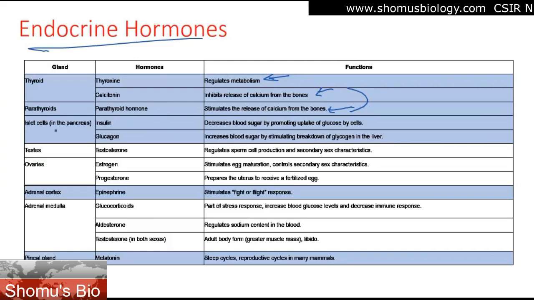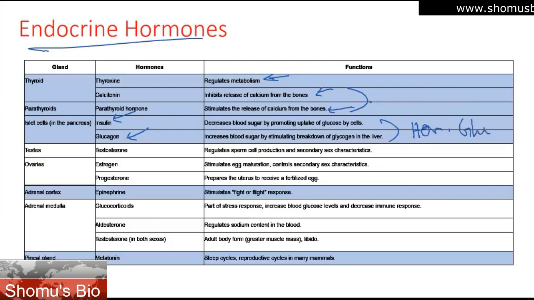Islets of Langerhans in the pancreas. Beta cells secrete insulin, alpha cells secrete glucagon. Insulin decreases blood sugar by causing the cells to take up glucose. Glucagon increases blood sugar by stimulating the breakdown of glycogen. In this manner, insulin and glucagon together regulate the homeostasis of blood glucose level, while calcitonin and parathyroid hormone regulate the homeostasis of blood calcium level.